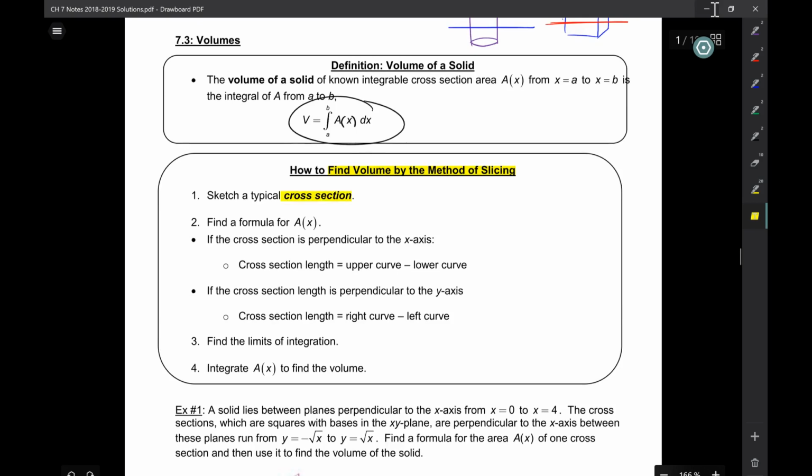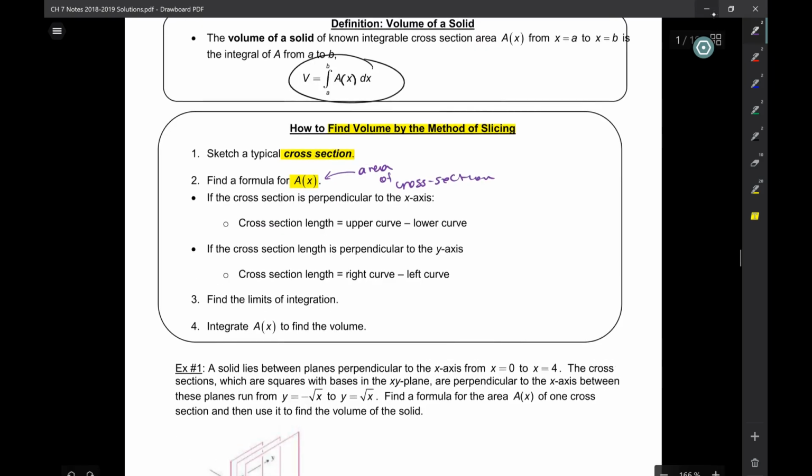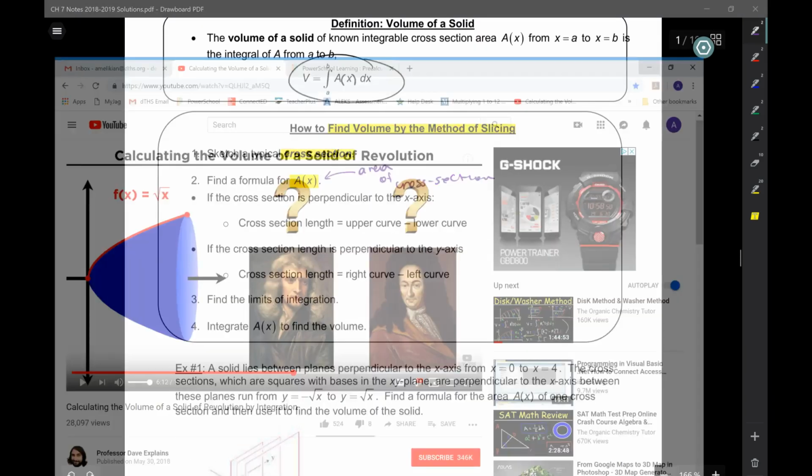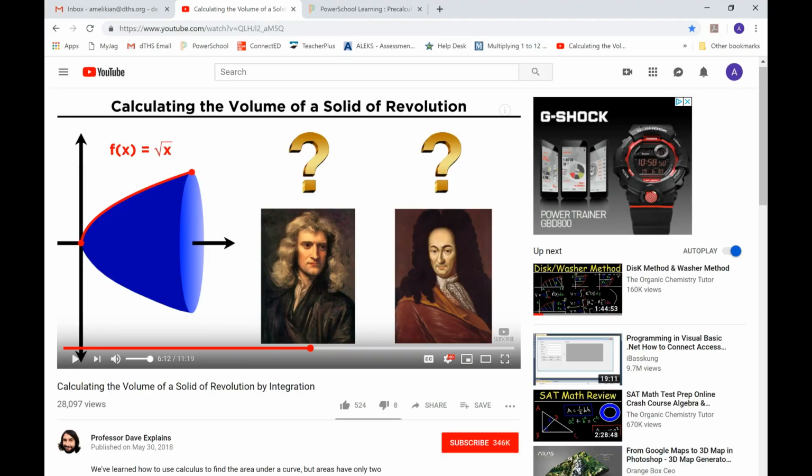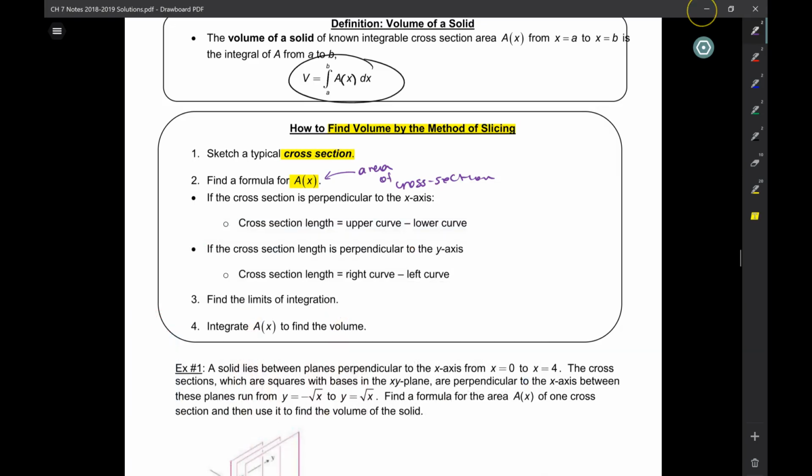So what you want to do is figure out first, what shape does your cross section have? Then based on that, you have to find a formula for A(x), the area of the cross section. Now if the cross section is perpendicular to the x-axis, like here for example, the x-axis just cuts it, then we have to do upper curve minus lower curve.